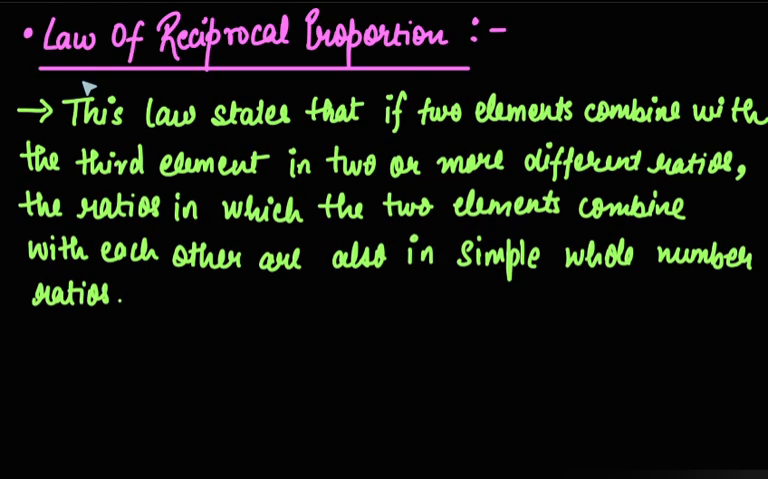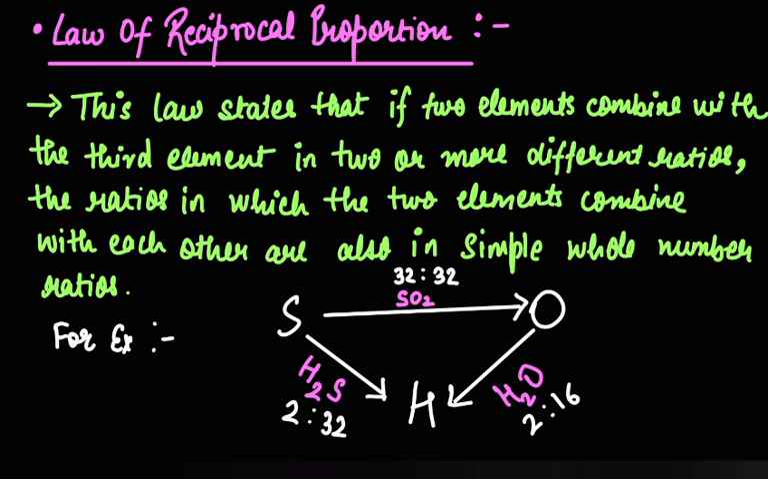Our next law is the law of reciprocal proportion. This law states that if two elements combine with a third element in two or more different ratios, the ratios in which the two elements combine with each other are also in simple whole number ratios. We have our three elements as sulfur, oxygen and hydrogen. Now we'll see the ratio in which sulfur and oxygen combine with the fixed mass of hydrogen, which is 32 upon 16, which is 2 to 1.